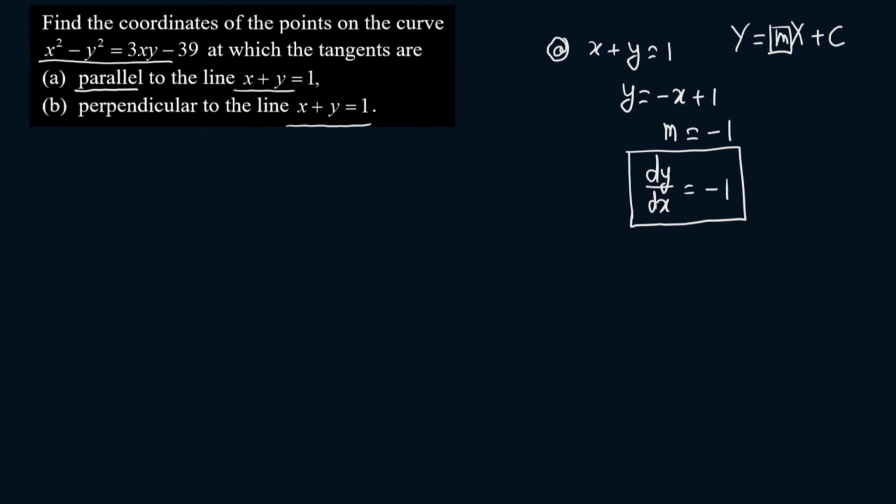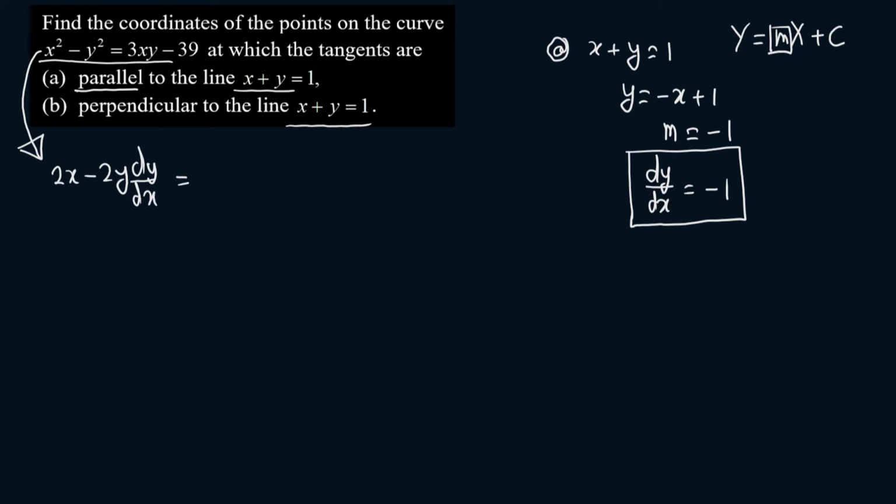So let me differentiate the expression. This expression, if we differentiate with respect to x, it's an implicit function. So it gives us 2x minus 2y dy by dx.